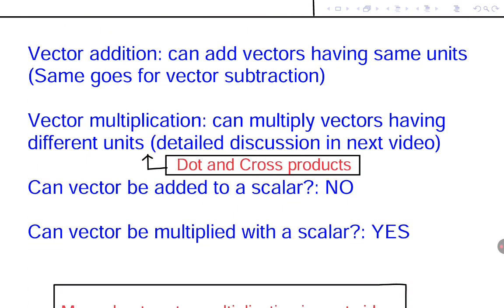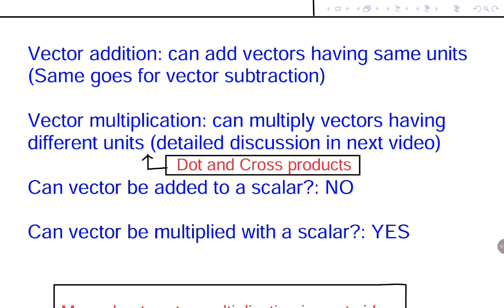Can we do vector multiplication? Yes, we can do vector multiplication as well, and with different units, but we have a more complicated, not a difficult, a little complicated system of vector multiplication, component wise multiplication, and we'll talk about this in our next lecture. We'll talk about the dot and cross products.